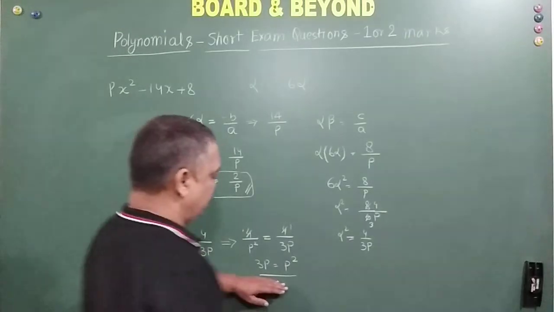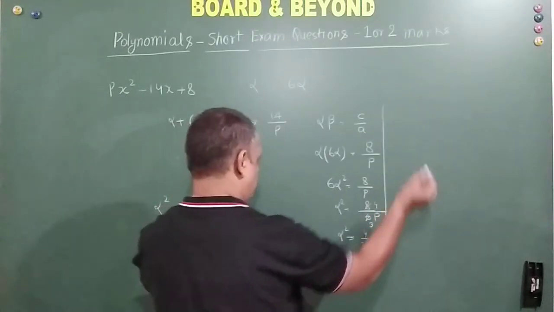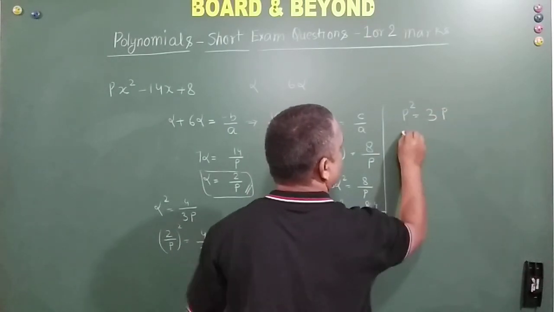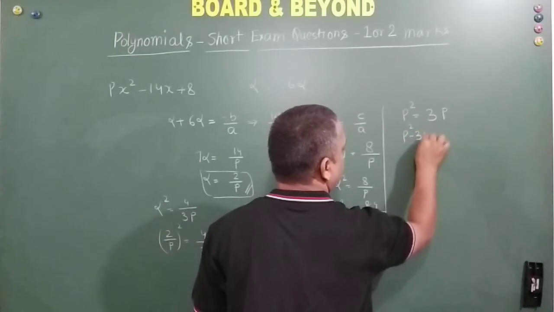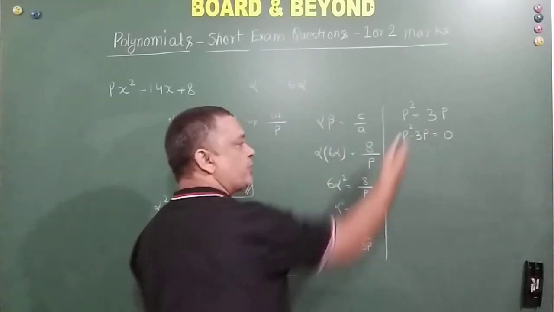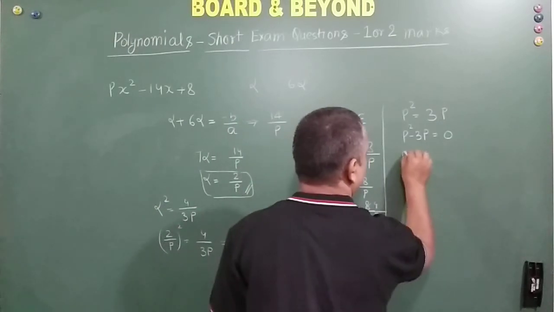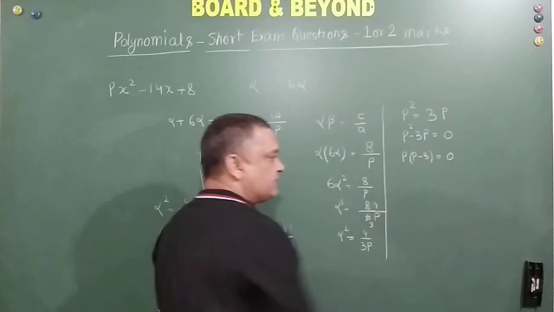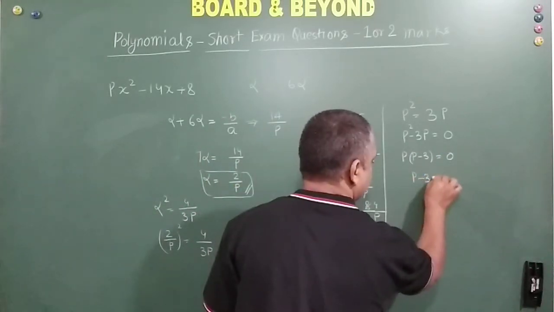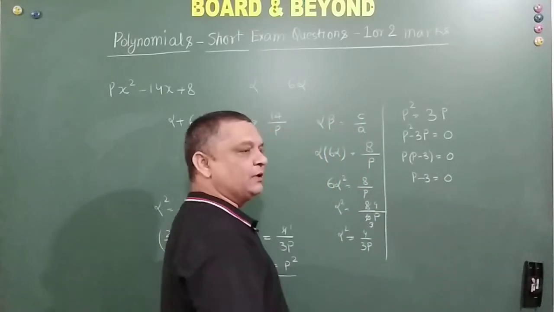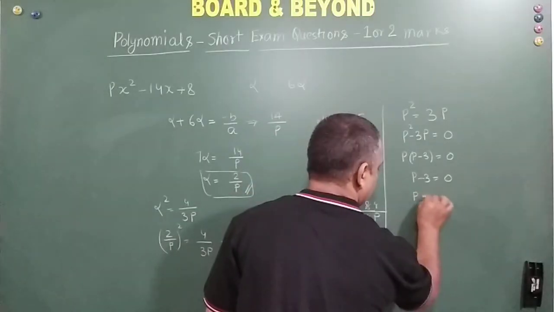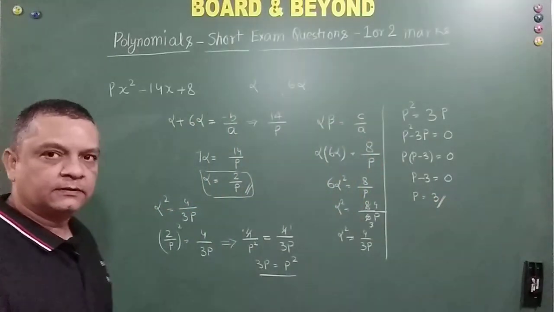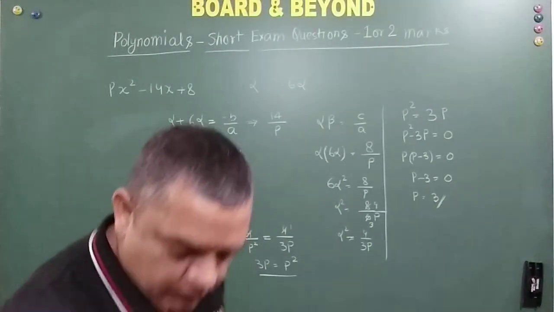So p square is equal to 3p. So can we write p square minus 3p is equal to 0? I just brought this term to this side, right? So if I take p common, then p into p minus 3 is equal to 0. Right, friends? So this suggests that p minus 3 is equal to 0, since p cannot be 0. So p is equal to 3. You have got the answer. So p is equal to 3. Right? So this was our first question.